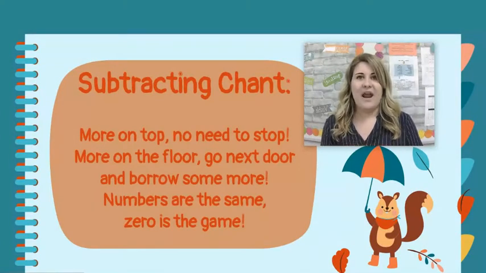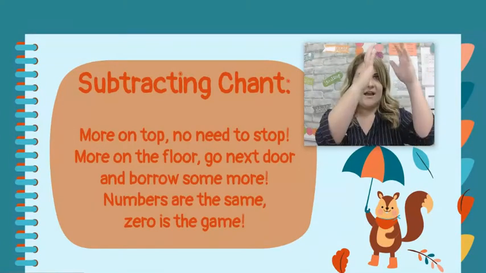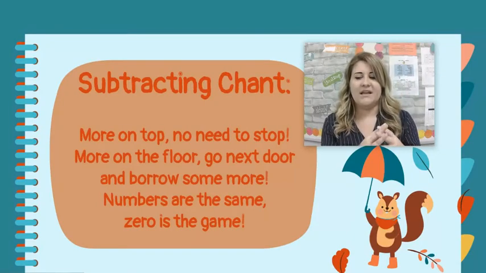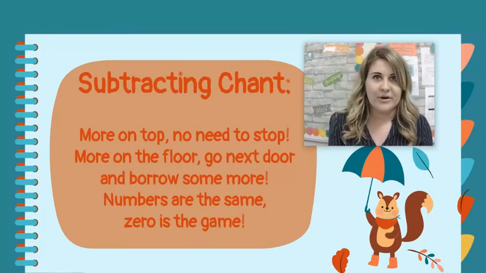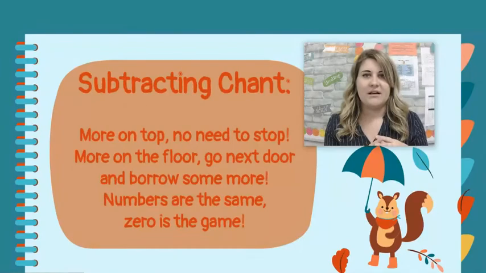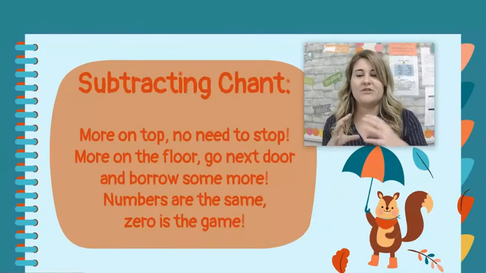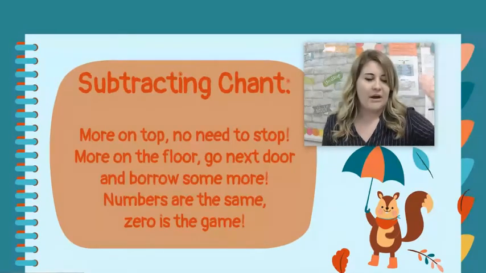So when we subtract, every time we subtract a place together, we need to think, is there more on top or more on the floor? And we answer that question, and then we know what to do. If there's more on top, there's no need to stop. We can go ahead and subtract.